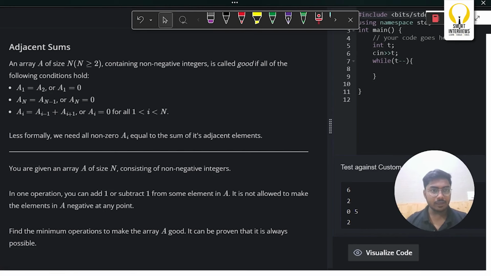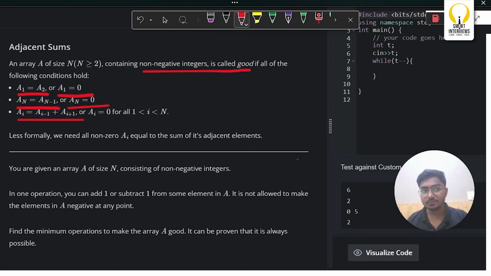You are given an array of size n, n greater than or equal to 2, containing non-negative integers. It is called good if and only if the following conditions are met. A of 1 equals A of 2, or A of 1 equals 0. A of n equals A of n minus 1, or A of n equals 0. And any A of i should be equal to A of i minus 1 plus A of i plus 1, or A of i has to be 0.